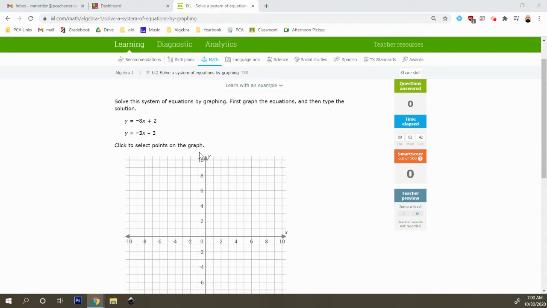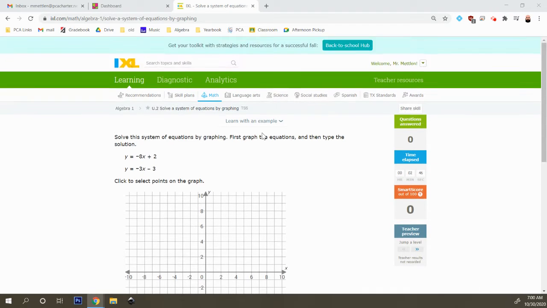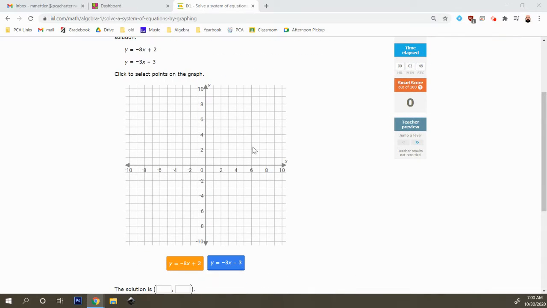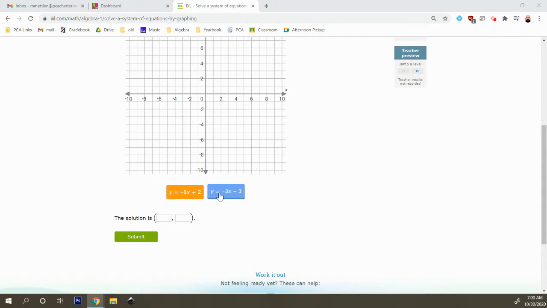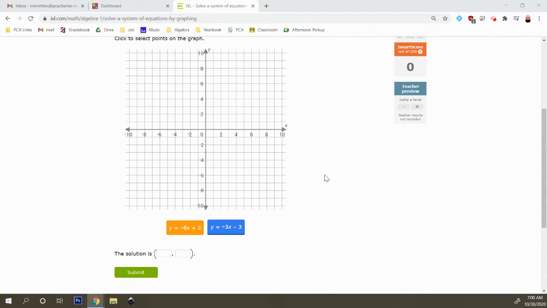IXL graphs for us, so I think this is probably the easiest way to show it. Notice it gives us our two equations. It gives us a graph. It says click to select points, and then it has the same two equations again down here. So we're going to start with this orange one right here.